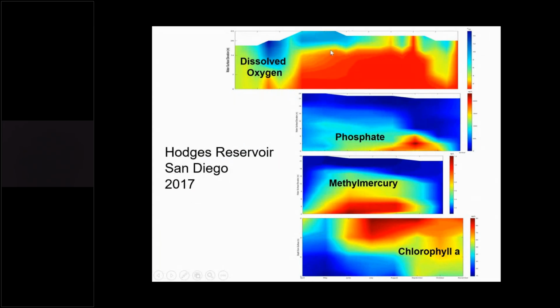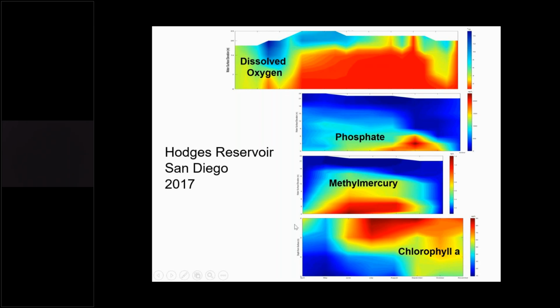This is a hypereutrophic system. You can imagine as this oxygen is disappearing, the redox is going down, and we get this classic release of phosphate into the bottom waters. We also get this release of methyl mercury, and these are associated with the reduced conditions that are being experienced down in the bottom of the reservoir. And then we also have this immense productivity. This is a Mediterranean climate.